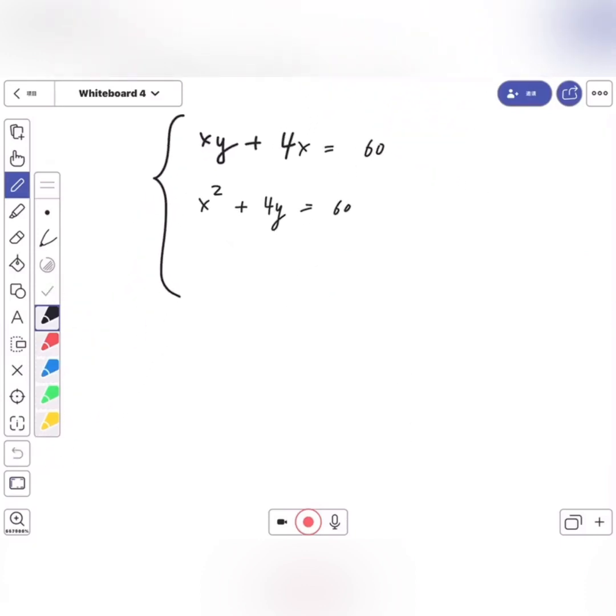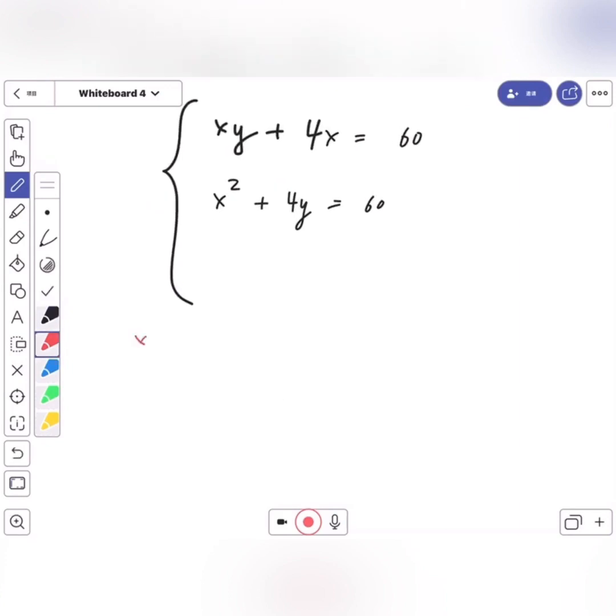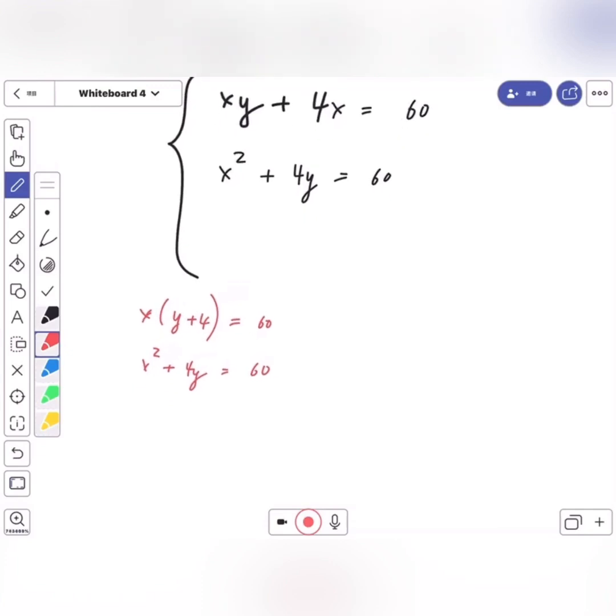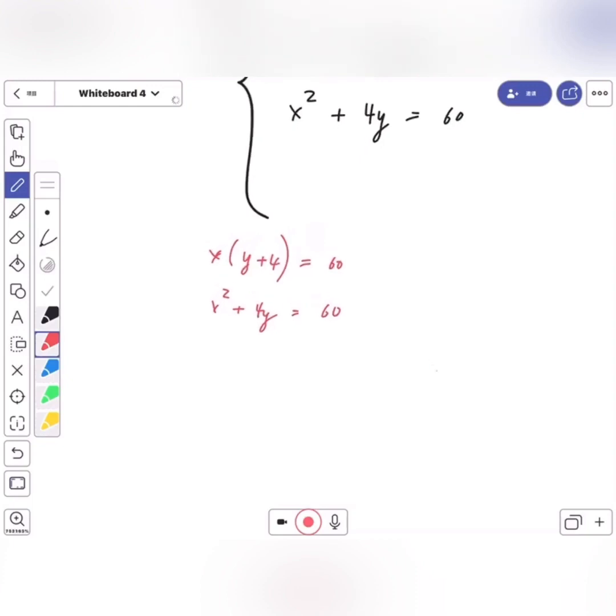Now actually we can just first factor the first equation to be x times y plus 4 is equal to 60, and x squared plus 4y is also equal to 60. So now why don't we just substitute y into x?